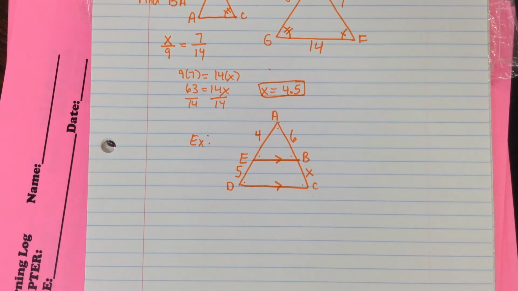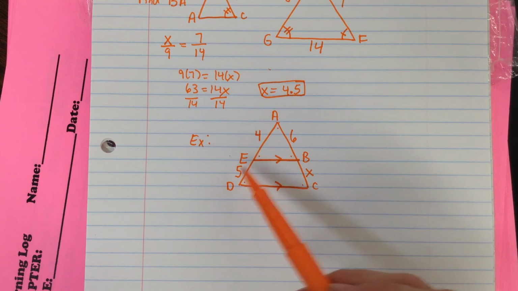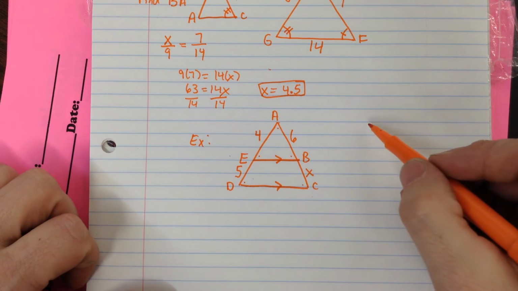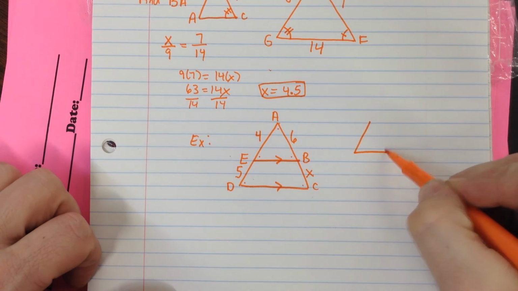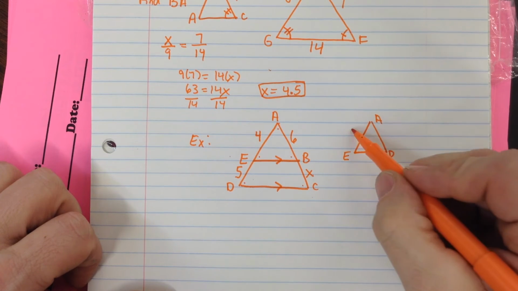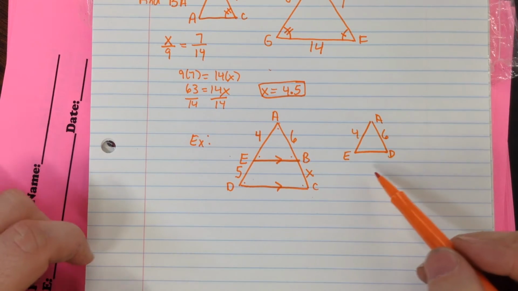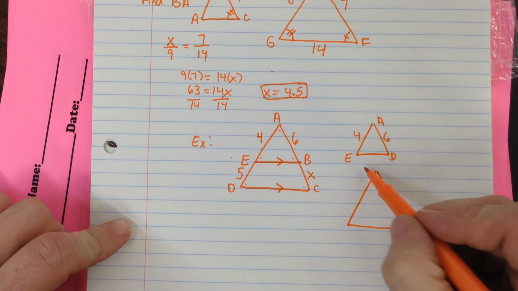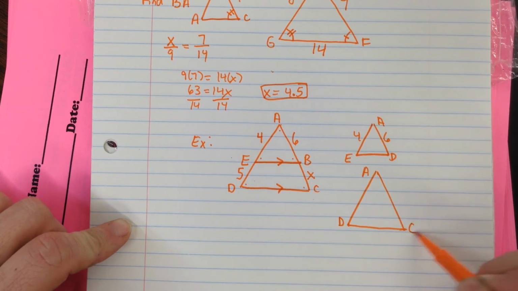So the common mistake is that most people will put 4 divided by 5 equals 6 divided by 8, just like we did above. That's wrong because those aren't the corresponding triangles. The corresponding triangles are this small one, A, E, B, which we know are 4 and 6, and the other one is this bigger one, which is A, D, C.